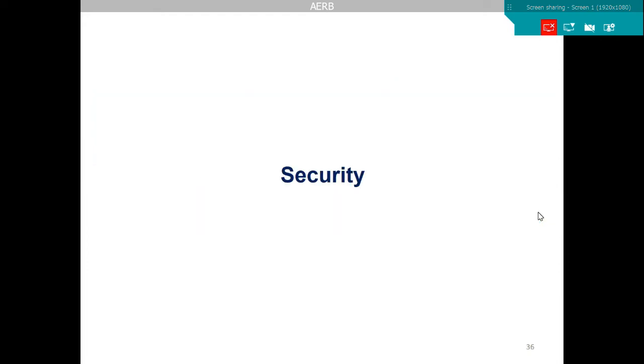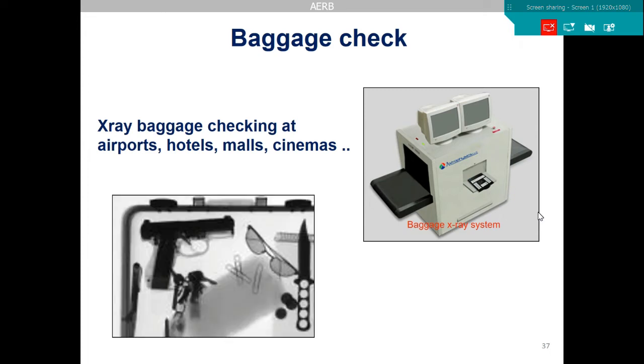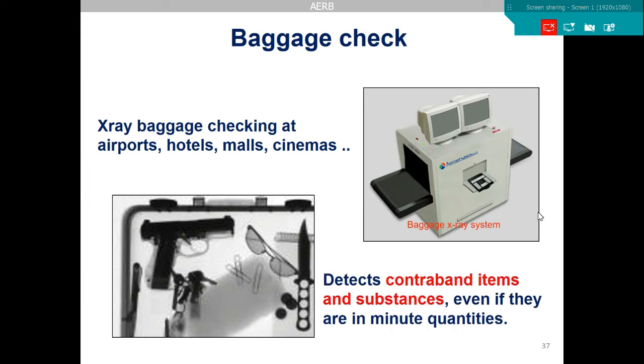Now, consumer products done, we go to security. In baggage check, we have seen it in airports and some hotels, malls, cinemas, etc. So these X-ray units that are used for this purpose, they are very precise. They give accurate information. They can detect contraband items and substances even if they are present in very small quantities. So they ensure security of the place.